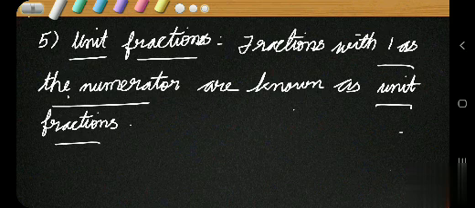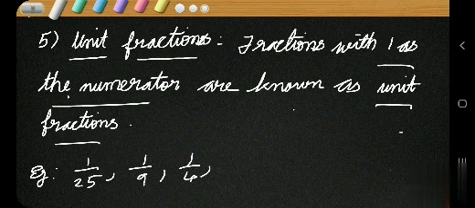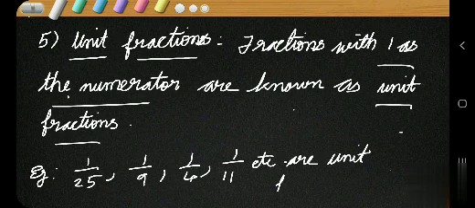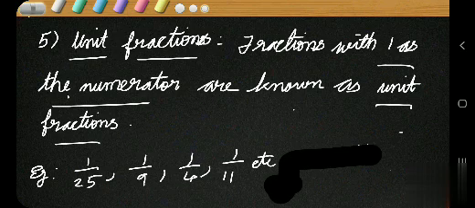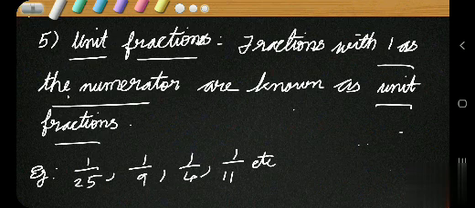1 as the numerator. So let's write some examples. Okay, try to say some examples yourself. Okay, 1 by 25, then 1 by 9, then yes, 1 by 4, then 1 by 11, etc. Isn't it? Etc. are unit fractions. Okay, you please complete. I have no space here. Okay, this much is enough. Now move on to the sixth type of fraction.